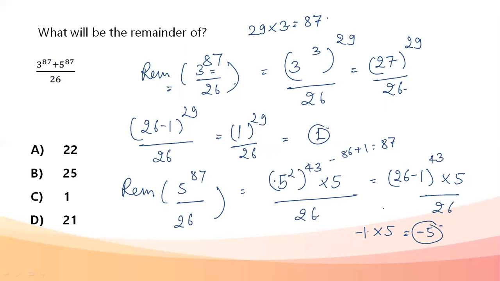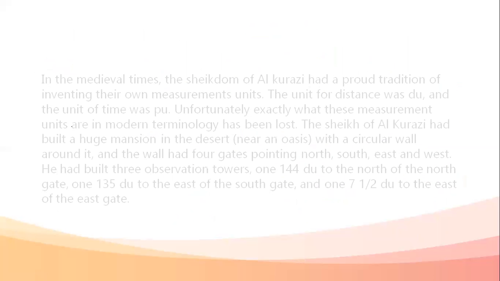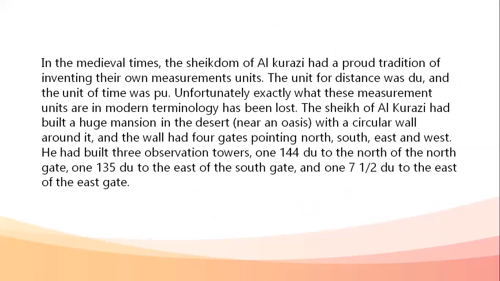I know I cannot have my remainder as minus 5. So what am I going to do? Here I have minus 5, here I have 1. So the remainders for the two cases are 1 and minus 5. Overall, it becomes 1 minus 5 divided by 26, so the remainder of minus 4 divided by 26. The remainder is going to be minus 4, but a negative remainder is never considered. So I'm going to do 26 minus 4, so that I get a positive remainder, which becomes option A. My answer is A.